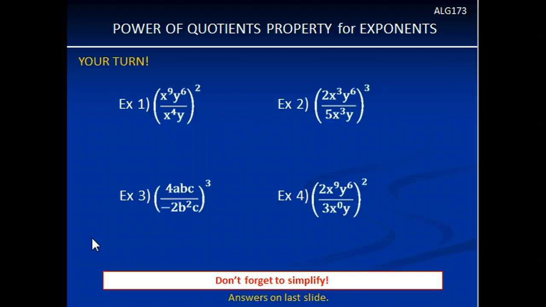Go ahead and pause the recording or the video and try these. Do the best you can. Remember, what's outside the parentheses applies to everything inside, even a negative 2. This will be negative 2 to the 3rd power, which is negative 2 times negative 2 times negative 2. Okay, give it a try. Pause the video now.